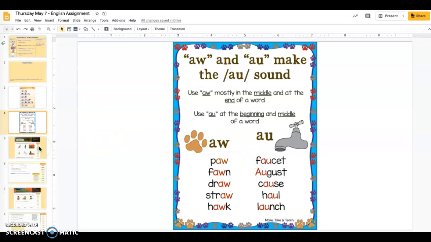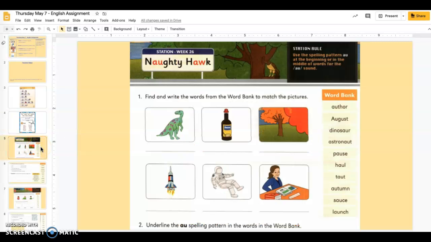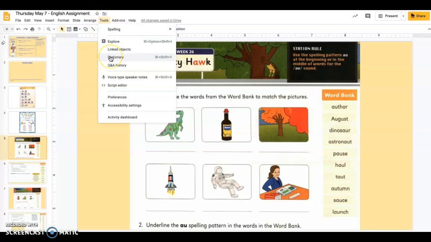Let's go to page 54 in your spelling station. Use the spelling pattern AU at the beginning or in the middle of the words for the ah sound. Let's read the words in the word bank. Remember, you can use the dictionary tool if you're not sure of the meaning of any of these words.